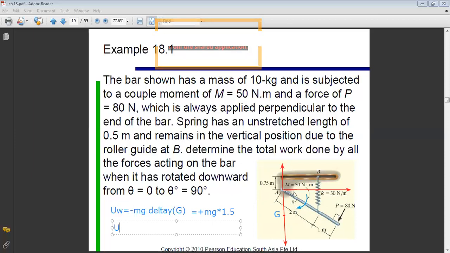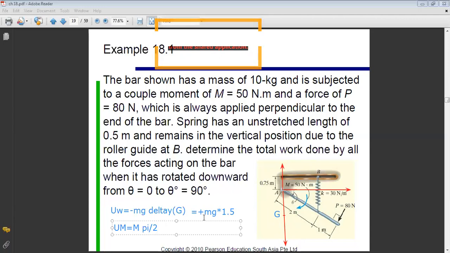How do we know if it is positive or negative? I should look if the couple is in the direction of rotation or not. How is the bar rotating? The bar is rotating clockwise and the moment is clockwise. So the work of the moment is M times the delta theta, which is pi over 2. Okay? And now I can sum all of the work of these forces to get the total work.